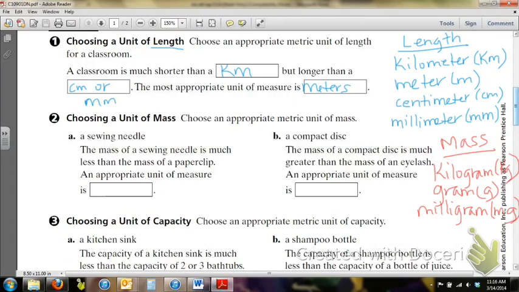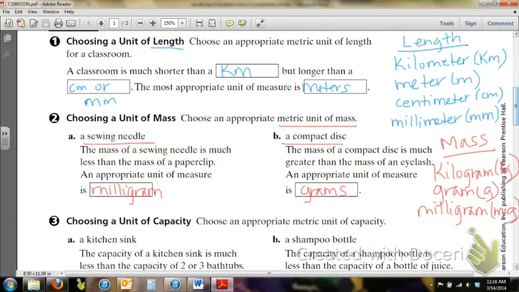Okay, so let's choose an appropriate metric unit of mass. So a sewing needle. Well, the mass or weight of a sewing needle is much less than a paper clip. I would say a sewing needle is really light, so I would go with milligram. What about a compact disc or a CD? The mass of a CD is much greater than the mass of an eyelash, so we could use grams to weigh a CD.